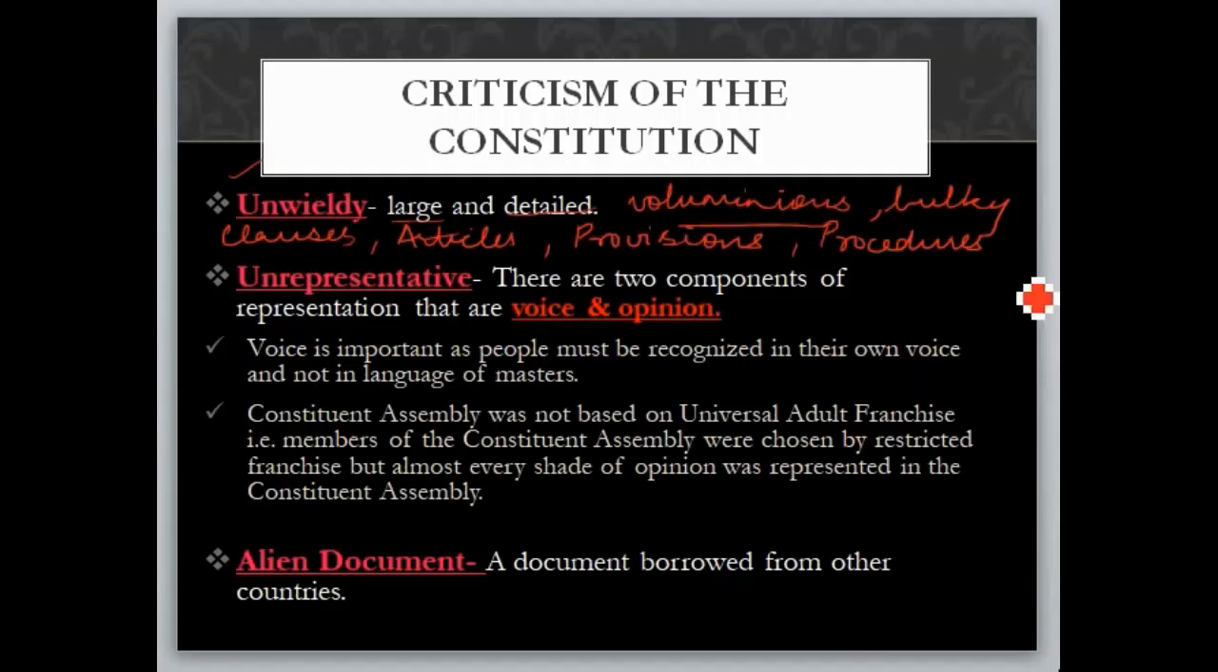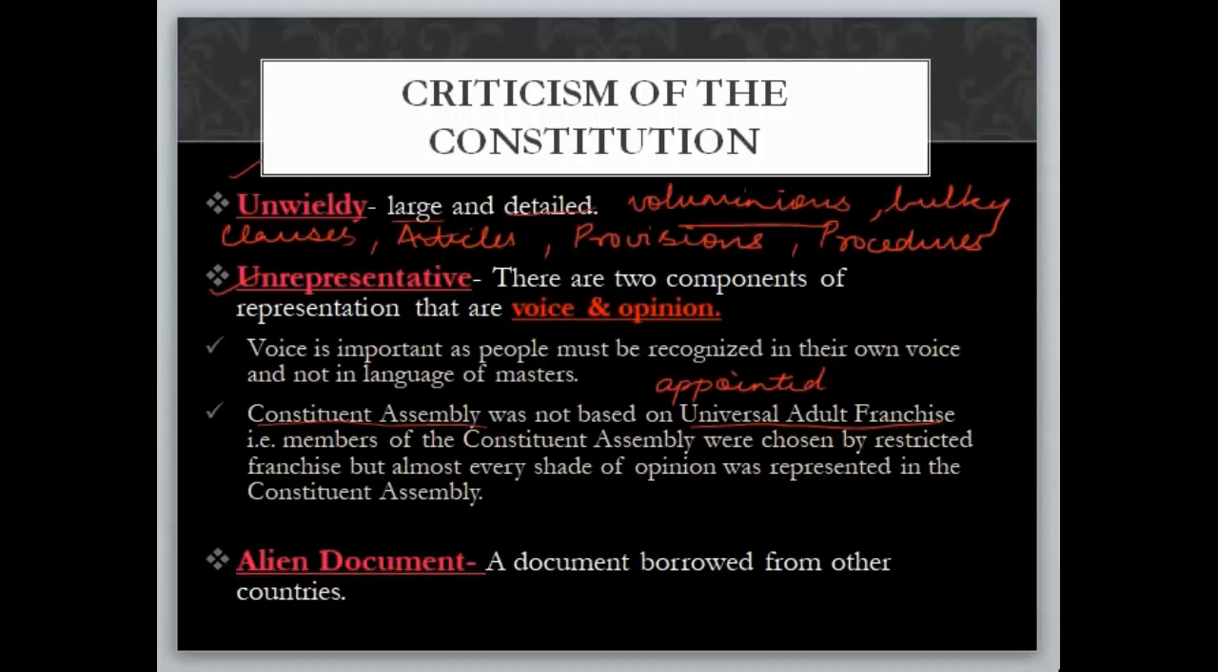The next is unrepresentative. Though we say that our country is a representative country where each and every citizen has the right to choose his or her own representative, the fact was that the Constituent Assembly that was initially appointed before the independence of the country was not elected by universal adult franchise, but actually it was appointed. As a result, we cannot call it a representative form of our country's ruling way, and that is why we call it unrepresentative.